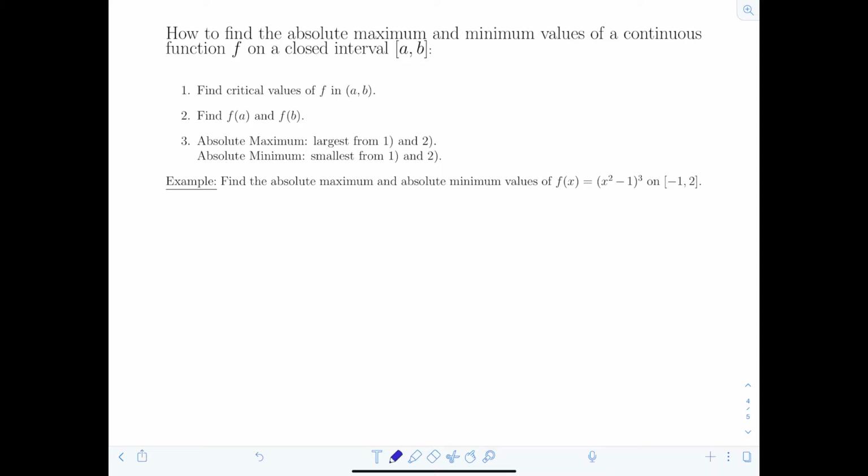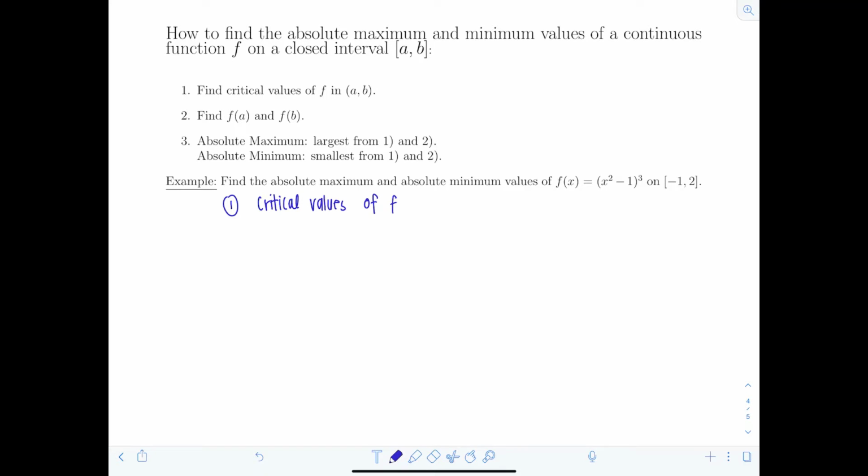Okay, so we have two examples coming up where we'll see how to apply this process. So first example, find the absolute maximum and absolute minimum values of f of x equals the quantity x squared minus 1 cubed on the interval from -1 to 2. So step 1, we're going to find the critical values of f.